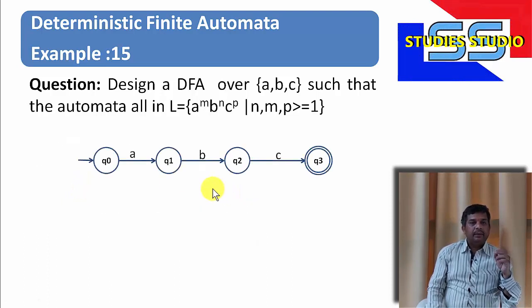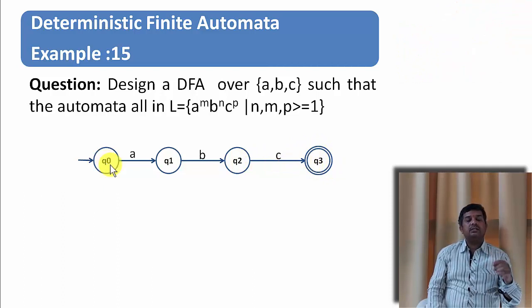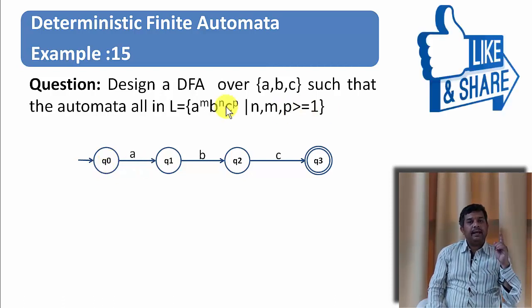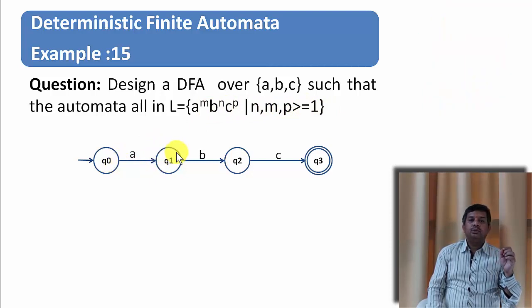So for minimum string length 3, we started with Q0, on A we came to Q1, on B we came to Q2 and on C we came to Q3 which is the final state. Let us try to discuss about other input symbols. On Q0, A is defined. A is supposed to be at least 1. So on first appearance, it went to Q1. So before that, B or C supposed to be rejected and it is coming to a dead state, that is Q4.